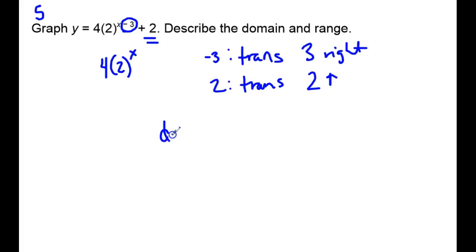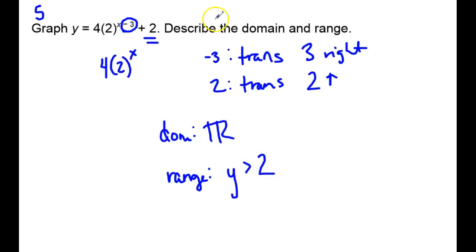What I notice about this is my domain does not change. So my domain is still going to be all real numbers. The range is the thing that changes here. It's still a positive, right? It's still going up, but I've shifted my whole graph up by 2. So now my y is going to be greater than 2. You'll notice here too that when my a is positive and my b is greater than 1, this value right outside here, if we have one, will become my range value.